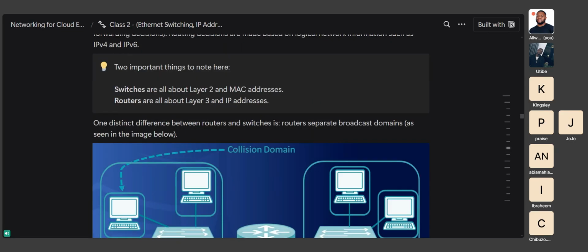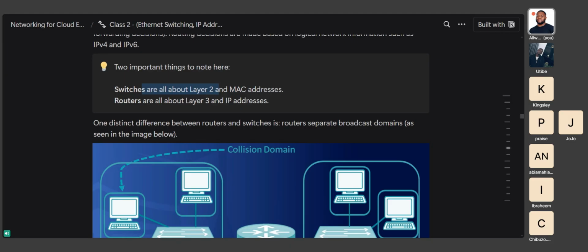Right now, we're beginning to go into IP addressing. So you see the reason why I have to talk about Ethernet switching first, because that matters to really understand IP addressing. So two important things to note here. Switches are all about layer 2 and MAC addresses. Remember, we've dropped hubs and bridges now because they're no longer relevant to us, because a switch is a hub and a bridge combined. Okay.